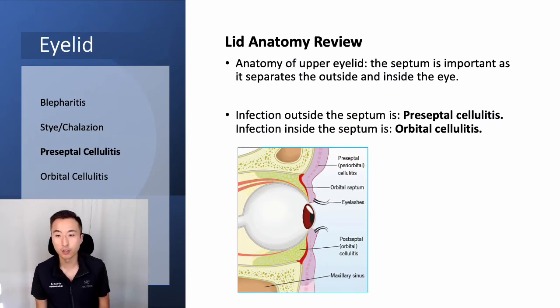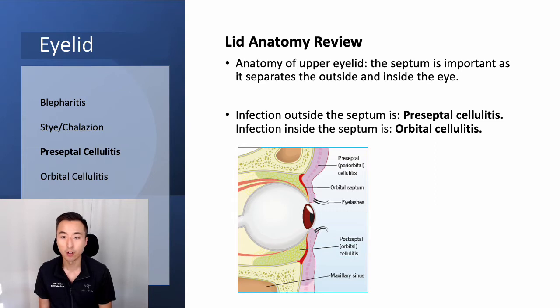The next pathologies we'll talk about are cellulitis or soft tissue infections related to the area around the eye, so the periocular area. I think a really critical distinction, and this is absolutely critical for your electives, is to understand the difference between preseptal and orbital cellulitis.